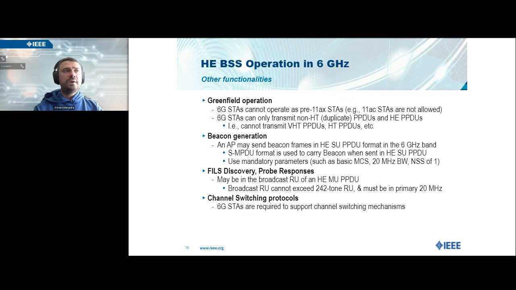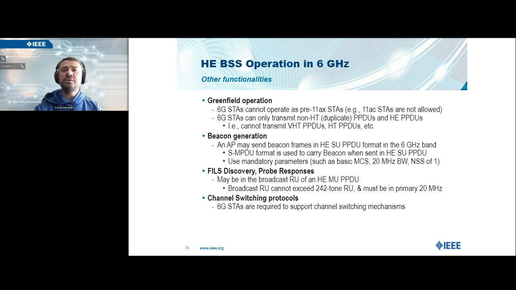So, and I believe this is the last part, which is the HE BSS operation in the 6 gigahertz band. There are some additional enhancements that were introduced because of the greenfield opportunity, if you will, of the 6 gigahertz band, where there were no legacy 802.11 devices operating. So to keep the spectrum clean, there are rules that specify that a station that operates in the 6 gigahertz band cannot operate as pre-11ax. For example, you cannot have an 11ac device operating in the 6 gigahertz band. So you have to be an 11ax device.